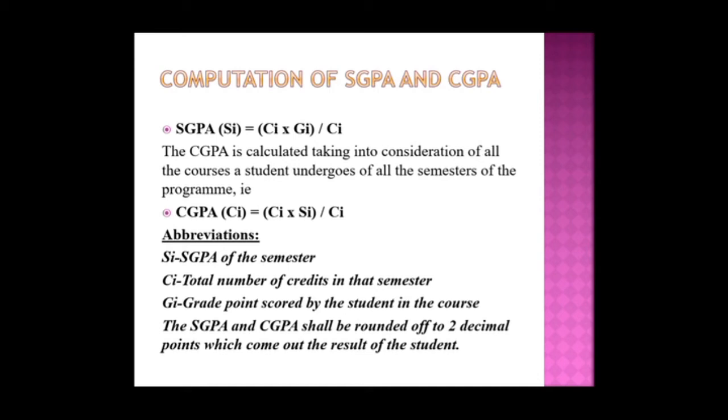Credit means each course or subject has a score, and each subject has its credits. So maybe it's 3, it's 4, it's 5, it's 8. That depends. Okay. And GA is the grade point scored by the student in the course. And SGPA and CGPA shall be rounded off to 2 decimal points, which comes out as the result of the student. Then only it can be converted into a grade, right?